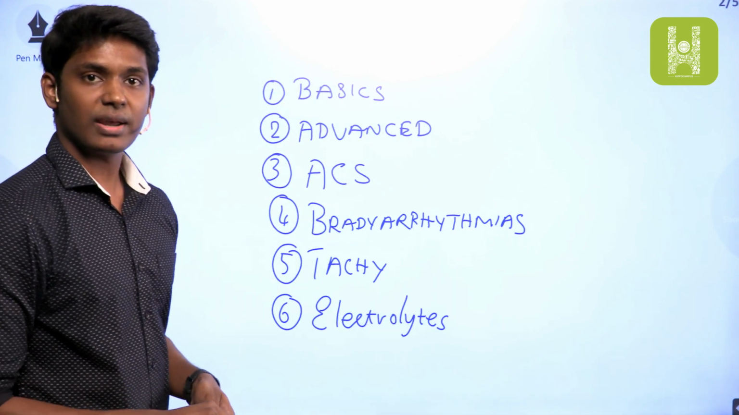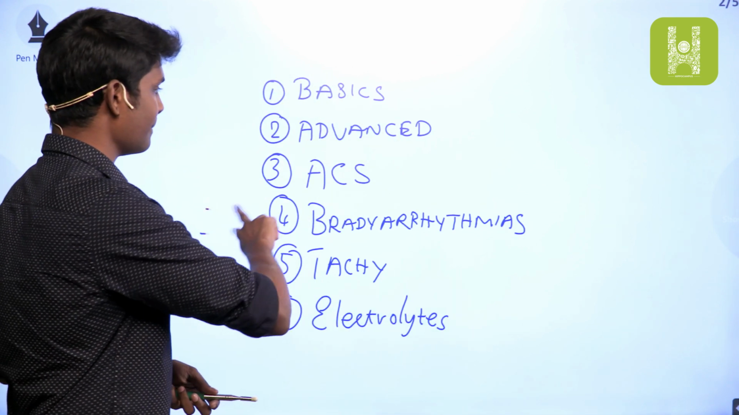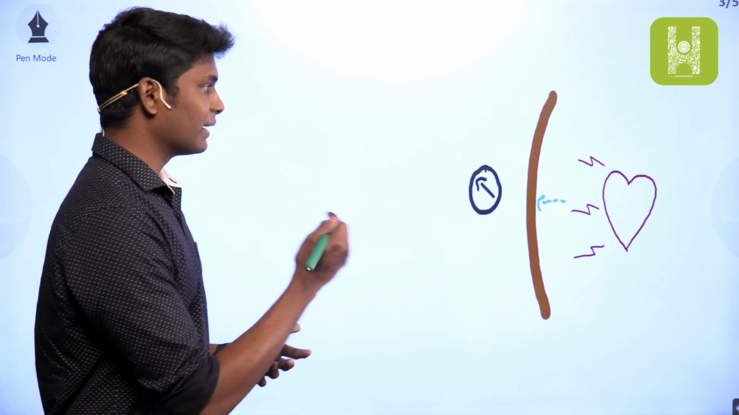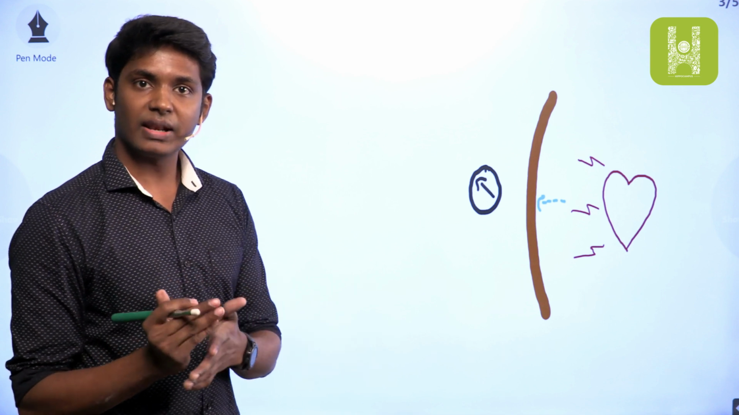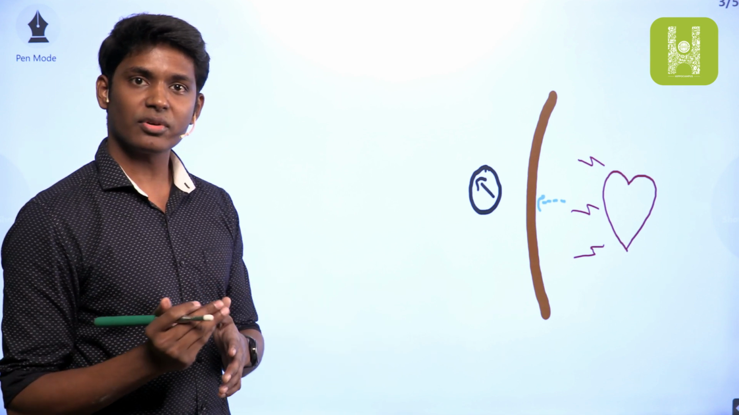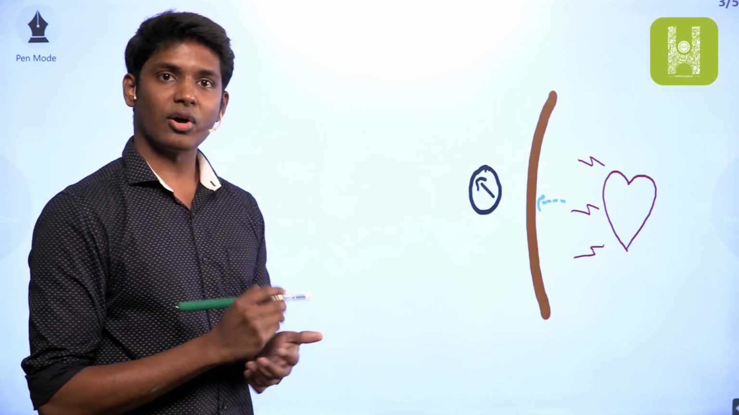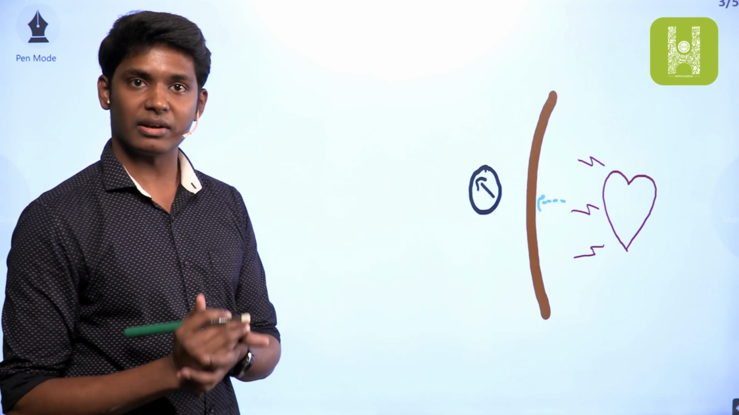So let's go into the basics of the ECG. So what is an ECG or electrocardiogram? It is nothing but the recording of the electrical activity of the heart by using electrodes which are placed on the surface of the body. So the heart is an organ which has autonomous electrical activity.